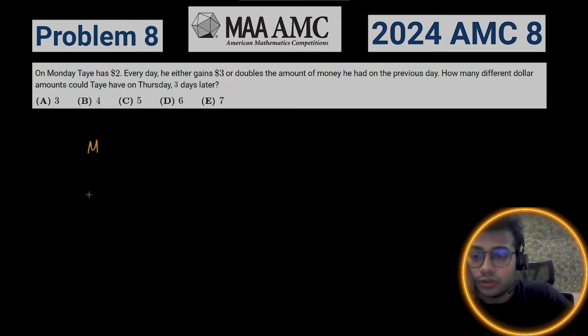we have $2. Now, a really efficient way to do this problem would be to just draw a tree diagram, because a tree diagram is really good when you have a lot of different possibilities that you can list out.